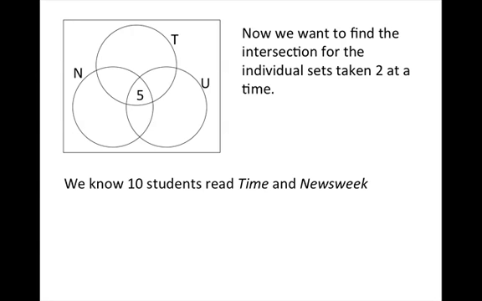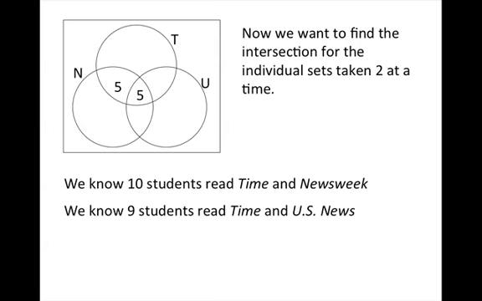First, we know 10 students read Time and Newsweek. So look at the area where Time and Newsweek overlap. That's this oval area right here. There's 10 students in that oval total. I already have 5 listed in the intersection for all 3 sets, so that's going to leave me 5 more outside of that central intersection. If I add these 2 5s, I get my 10 total students that read Time and Newsweek.